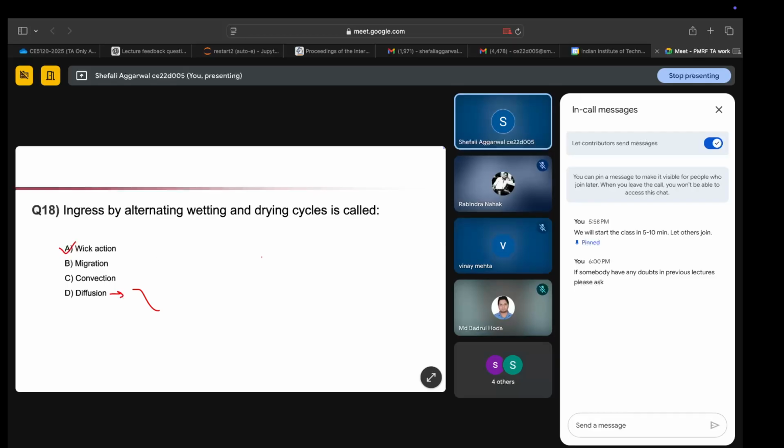B. So wick action means whenever your concrete surface is, let's say your environment is near the sea, and it is getting wet by waves, and after the waves go back, it will dry again, then waves will come and it will wet again. So this wet and dry cycle deterioration is called wick action.